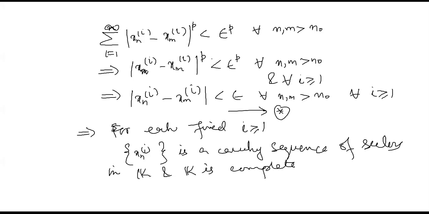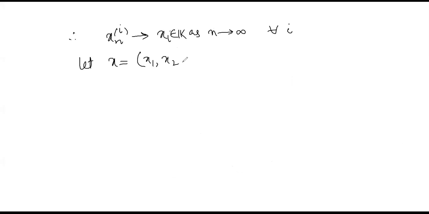If K is complete, therefore xni must converge to some xi as n approaches infinity for all i. Of course, this belongs to K. So let me collect these individual limits of the columns into a sequence.